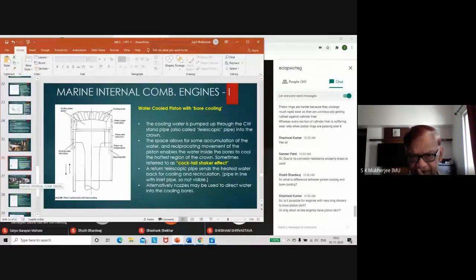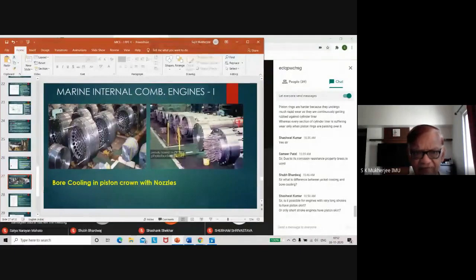Let's have a look at the diagram. Now, here you have the piston crown, and these are the bores that you see. See how many of them are there. These bores are intended to allow the water to reach the topmost part of the crown.